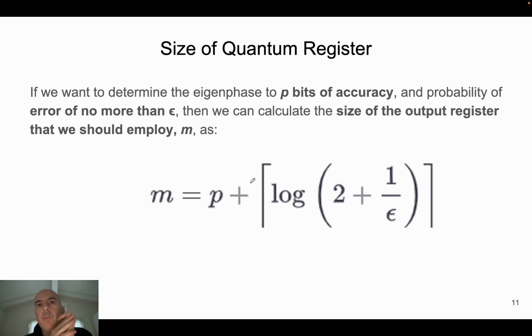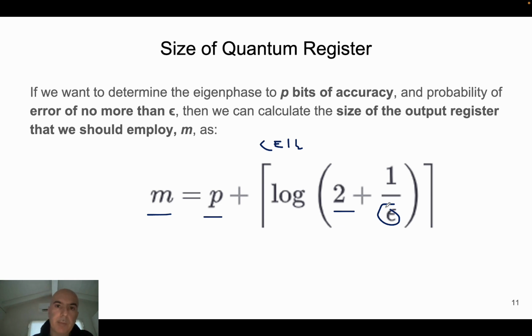Obviously, we want to know what the size of a quantum register should be to achieve a certain precision. So if we want to determine the eigenphase to p bits of accuracy and with a probability of error of no more than epsilon, then we can calculate the size of the output register that should be employed, m, with this expression here. So we have m, the p that stands for the bits of accuracy, and then we have this operation here that is the so-called ceiling, that is rounding to the next integer. And then we have log as an argument, which takes 2 plus 1 over epsilon.